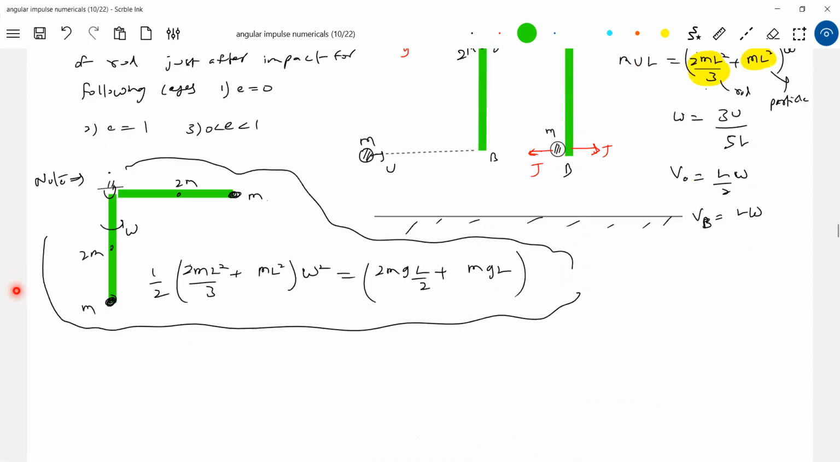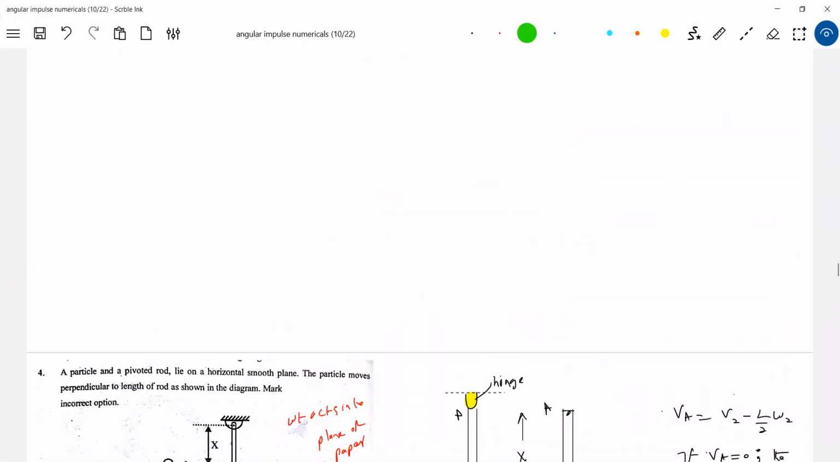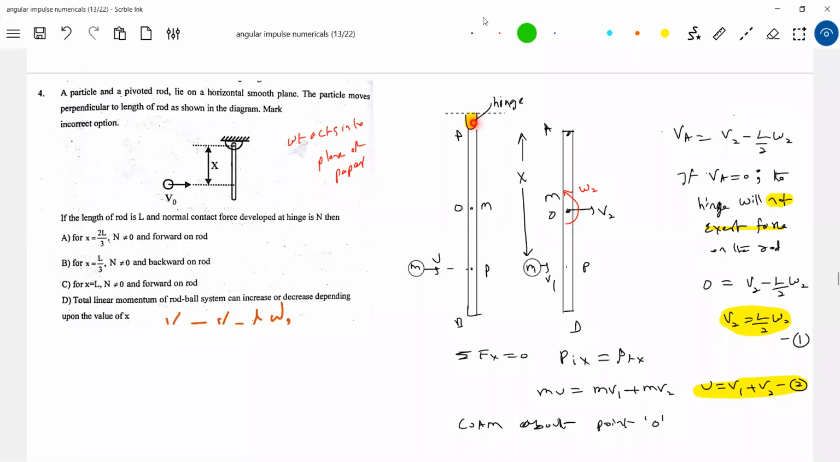What is the condition we assumed? The condition we assumed is that there's no reaction by the hinge. Definitely then angular momentum is conserved about O only. So why only about O? Angular momentum can be conserved about any point, but since the rod is rotating about its center, I'm conserving angular momentum about point O. The reason for that is that there's no reaction at the hinge.